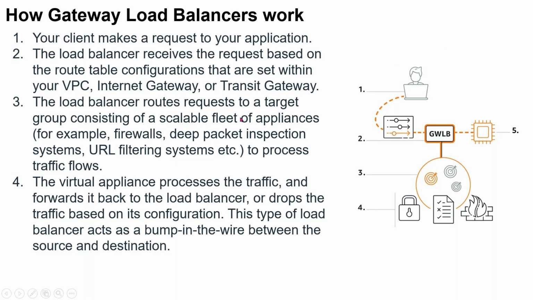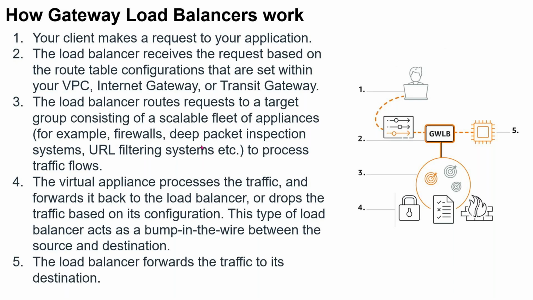It routes requests to a target group consisting of a scalable fleet of applications, for example firewalls, deep packet inspection systems, URL filtering systems. Your gateway load balancer processes the traffic and decides to which target group it has to send the traffic. The target group can be anything.